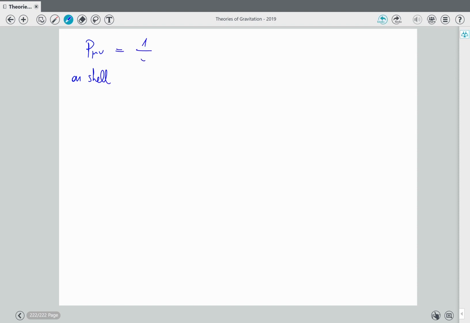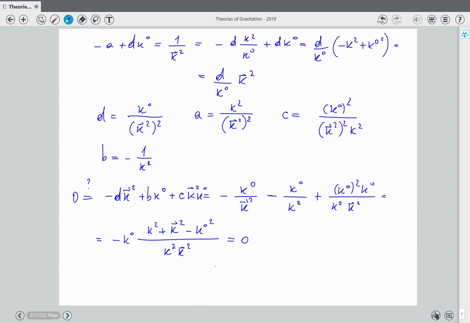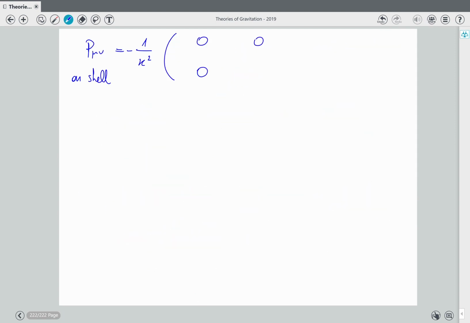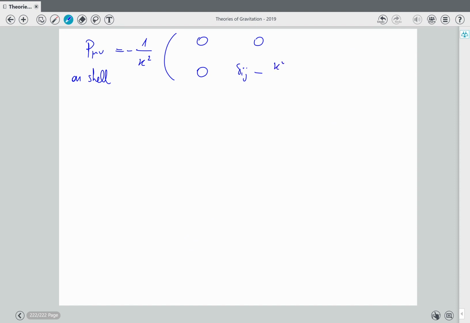So let me collect this factor 1 over k squared. Here there is a 0, here there is a 0, here there is a 0. And you just need b delta ij plus c ki kj. But b is minus 1 over k squared, so maybe I can collect minus 1 over k squared. And c is what? I collect minus 1 over k squared, so I have minus k0 squared over k squared squared times ki kj.